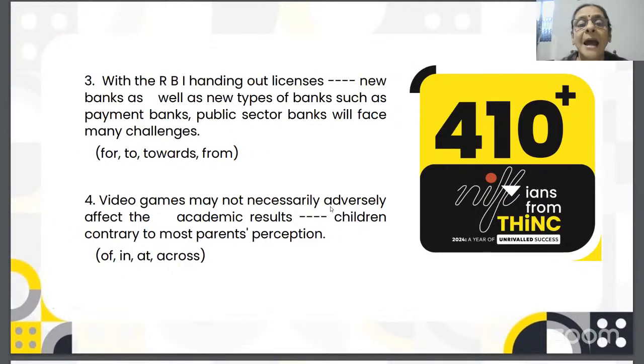With the RBI handing out licenses, dash new banks as well as new types of banks, such as payment banks, public sector banks will face many challenges. So is it for, to, towards, or from? It is handing licenses, dash new banks. So it is not for, it is to. So, with the RBI handing out licenses to new banks. When we hand out something, for example you hand out a gift, it is handing out to some person. So whenever you say giving or handing out, it means to.